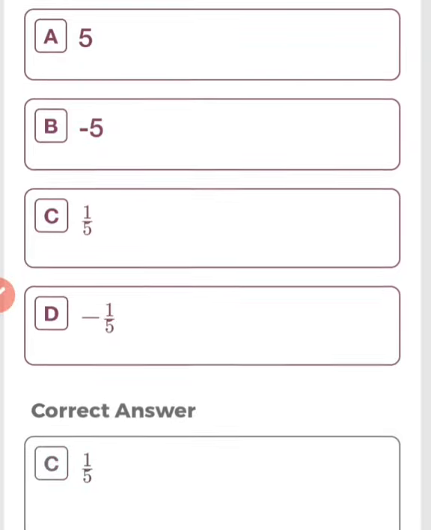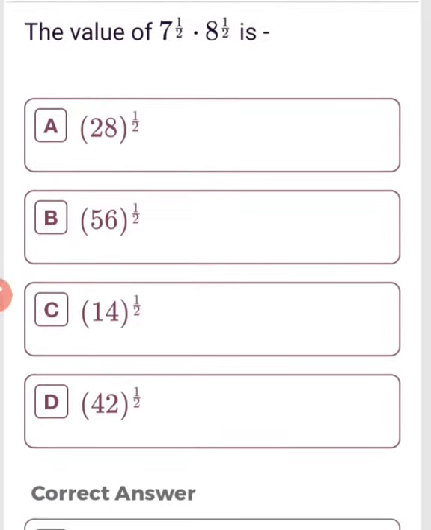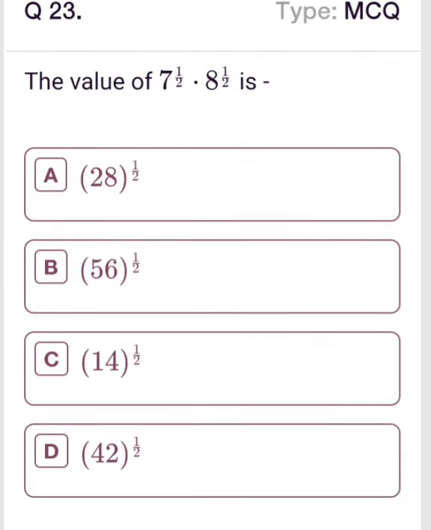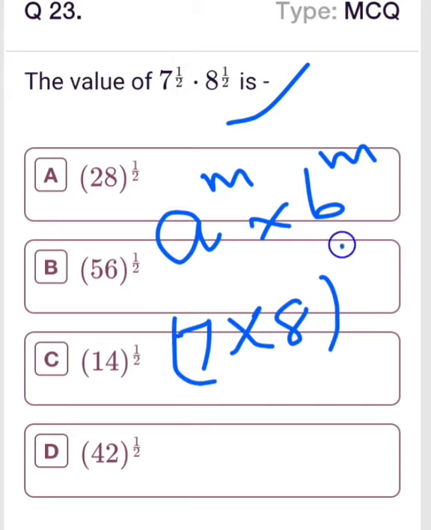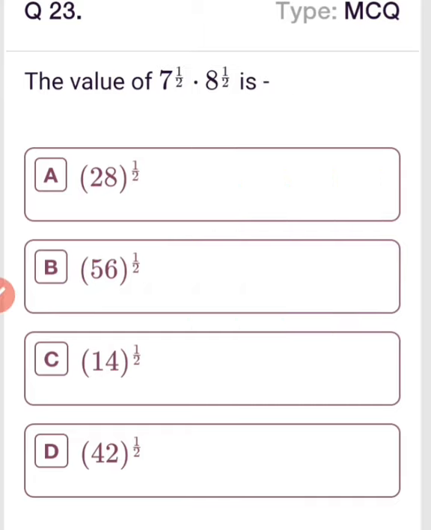Come on, next. Next question is 7 power 1 by 2 into 8 power 1 by 2. This is just like a power m into b power m. This should be ab whole power m. It means 7 into 8 power 1 by 2. What is 7 8s? 56. 56 power 1 by 2. It means B is your answer.